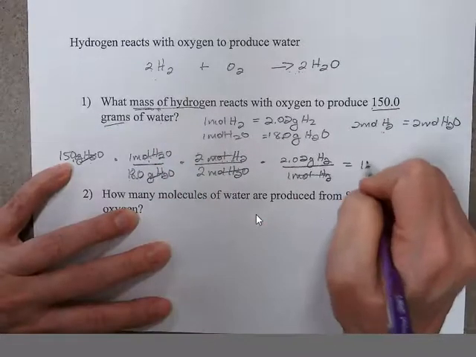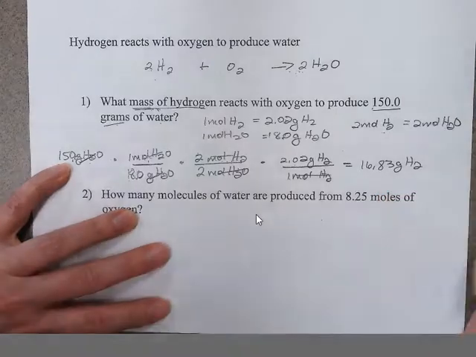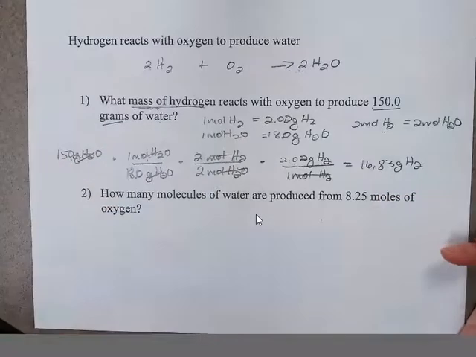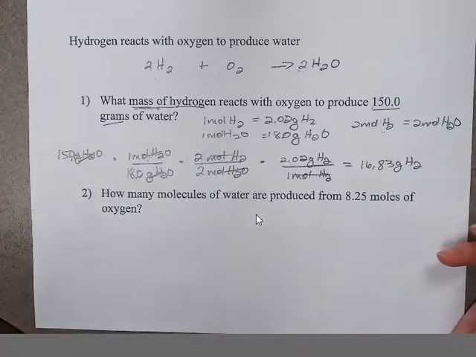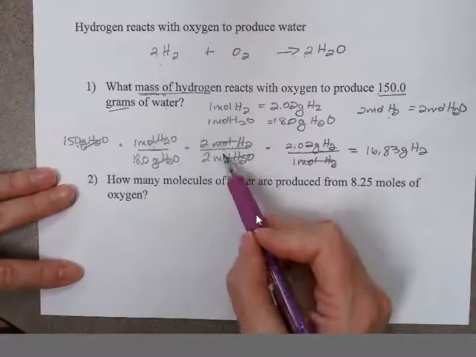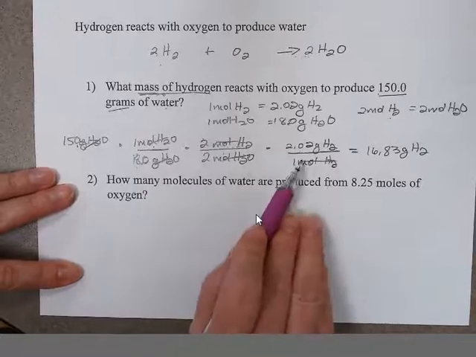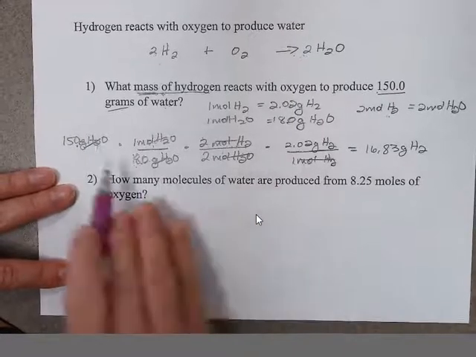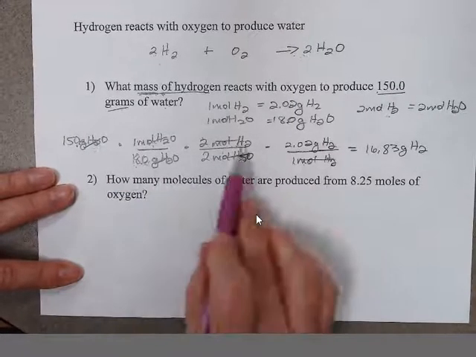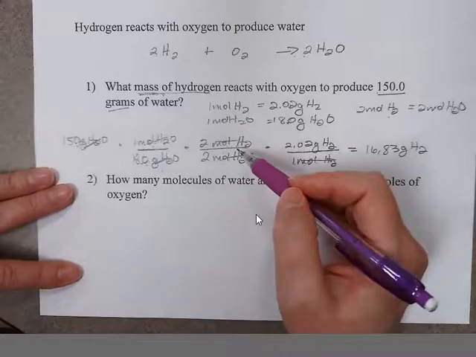I ended up with 16.83 grams of hydrogen. All right, so that's one way to use a mole-to-mole ratio in the case of using the molar mass of both the two things that we're converting between. Okay, so this is a step you've done before. This is a step you've done before. The only difference is converting moles of one thing to moles of another.